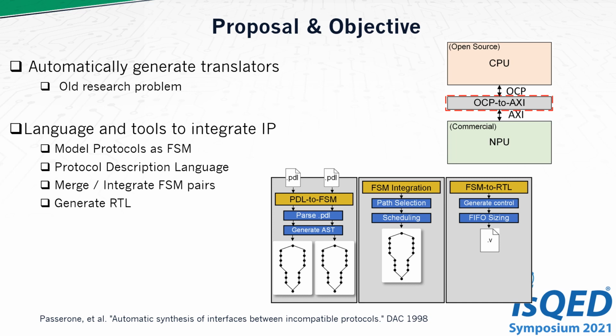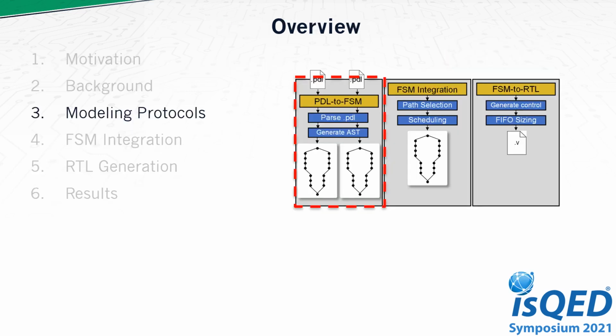A high-level view of this tool flow is shown in the bottom right that we will detail over the course of this presentation. First, we create a language for modeling protocols called Protocol Description Language. Next, we describe protocols in this language and create data structures in the form of finite state machines modeling their behavior. Then, we create a unified FSM which models the integration of the two protocols. And finally, we generate RTL that serves as the translator.